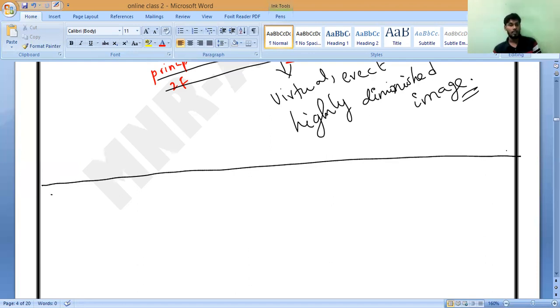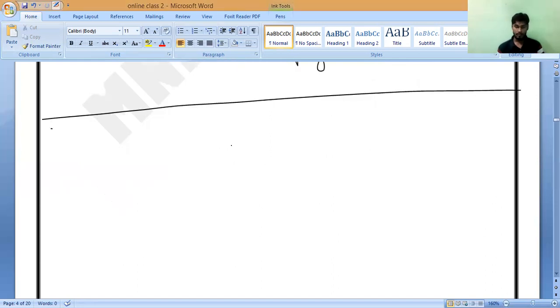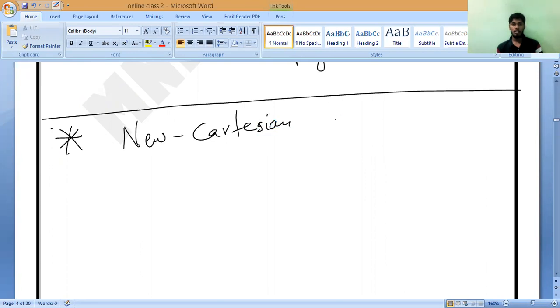The next concept which you have to remember is the new Cartesian sign convention. All of you write it down. Keep the heading: New Cartesian sign convention. Sign convention of a lens.